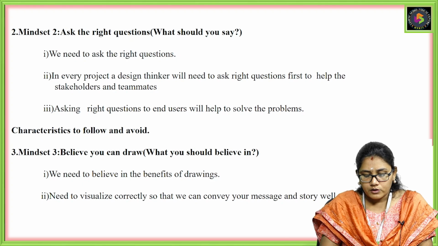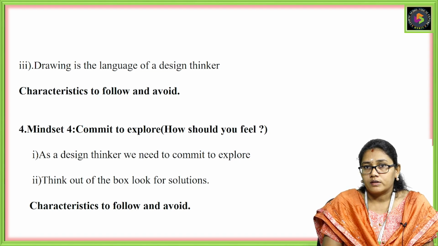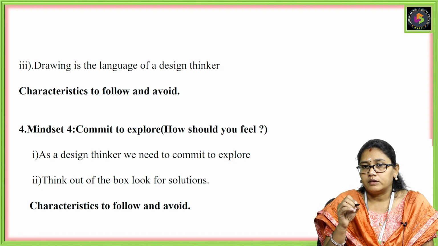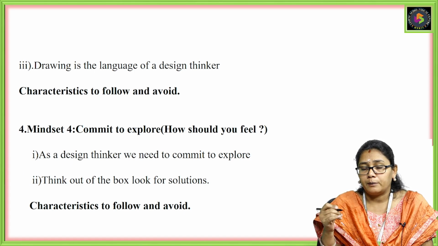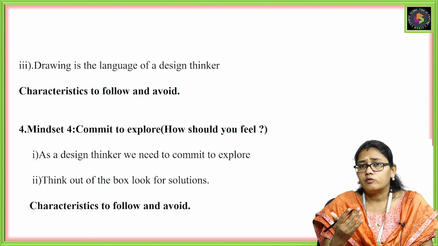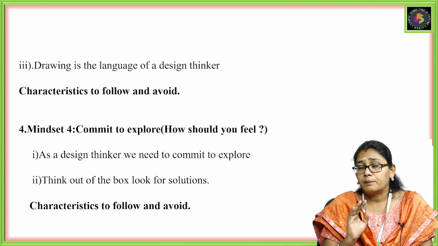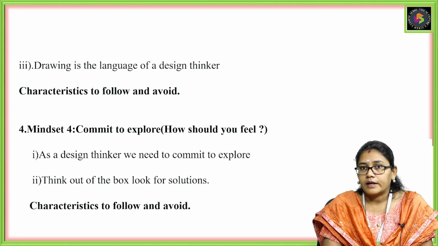In this mindset also, we have some characteristics to follow and some characteristics to avoid. So what are the characteristics to follow? Instead of typing emails or paragraphs, we have to use more sketches and drawings, then only can we convey our messages easily. Also, while in a meeting, we are going to visualize everything on the board during the meeting. That is the second characteristic to follow.